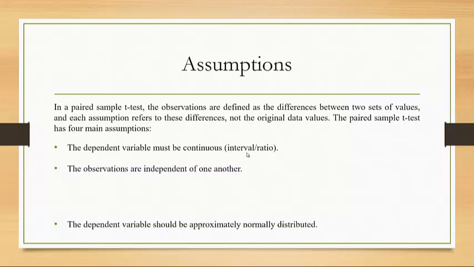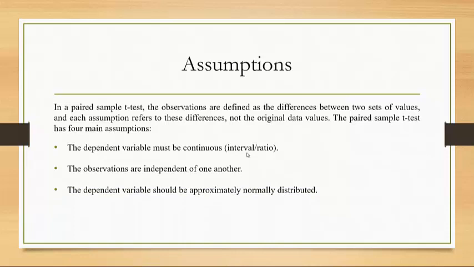We have four main assumptions. The first is the dependent variable must be continuous. The second assumption is the observations are independent of one another. And the third assumption is the dependent variable should be approximately normally distributed, meaning it should follow a bell-shaped, standard normal distribution. And then the fourth one is the dependent variable should not contain any outlier.